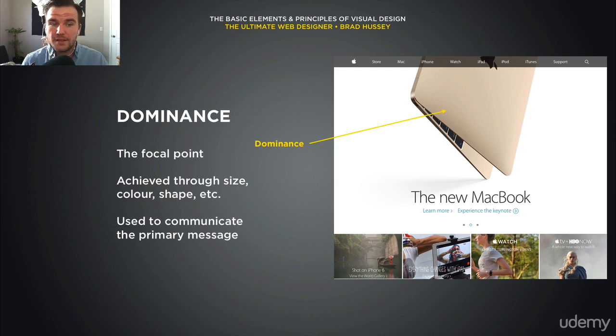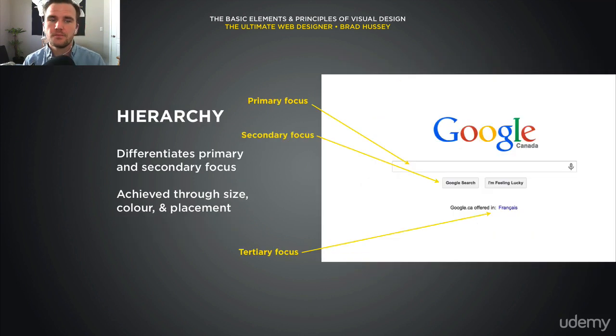Dominance is the focal point achieved through size, color, shape, and so on and so forth, and is used to communicate the primary message. Here again with the homepage of the Apple website, the new gold MacBook obviously has dominance over this page. Hierarchy differentiates primary and secondary focus and is achieved through size, color, and placement.